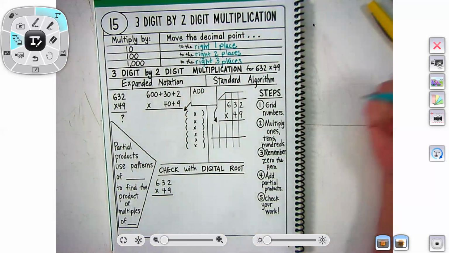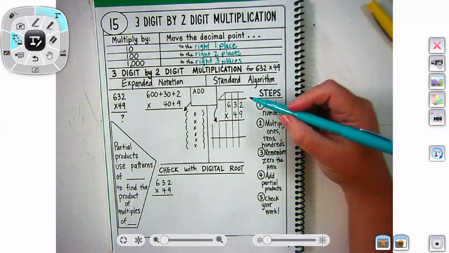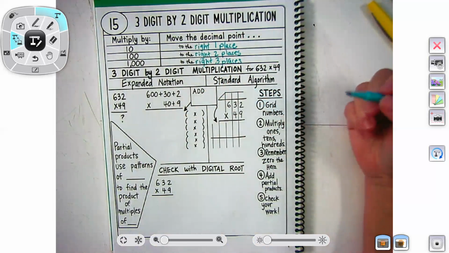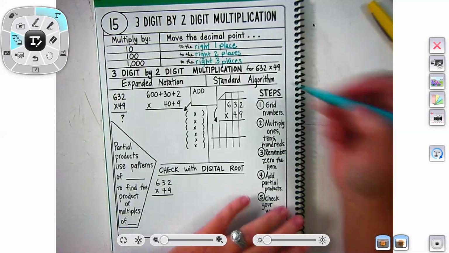Okay? Right now, we're going to start over here on the right side. We're going to call this the standard algorithm way. Also, your parents, this is the way that they were taught, the old school way. I'm going to show you a way I do it, and I call mine the Daisy Dinosaur way, but it's pretty much the standard algorithm way.